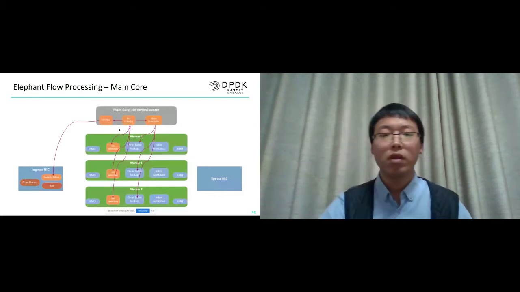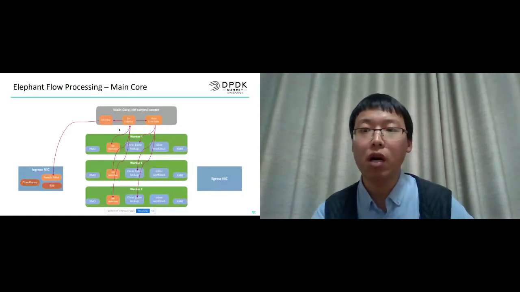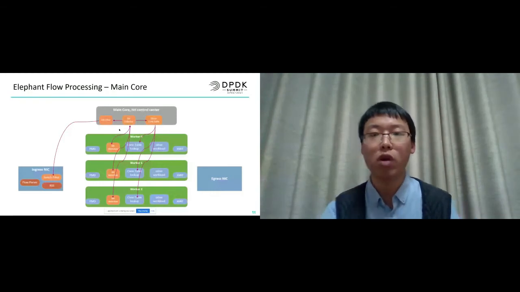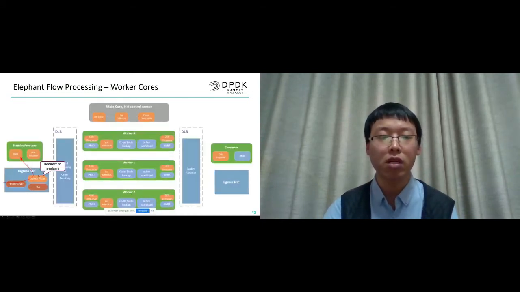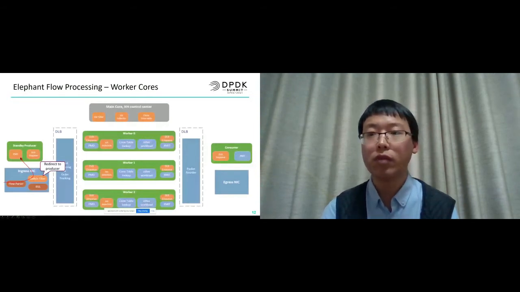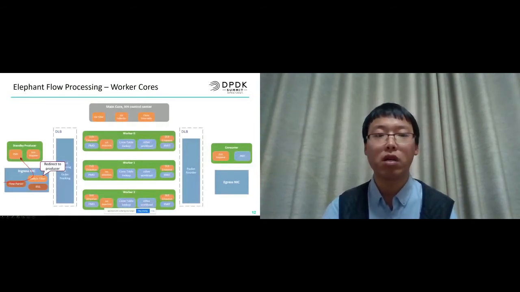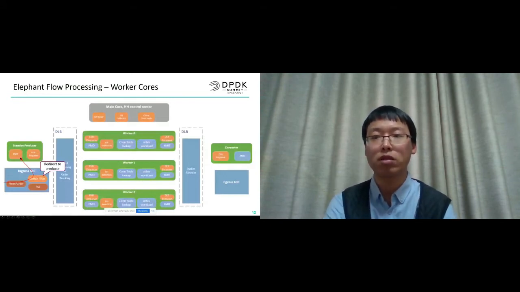So we have programmed RTE flow in the ingress NIC. When the elephant flow comes, it will be redirected by the RTE flow in our NIC. It is a switch filter. It will be redirected by this switch filter to the standby producer core. This standby producer doesn't do anything but enqueue the elephant flow into the DLB for the load balancing and parallel processing among the workers.